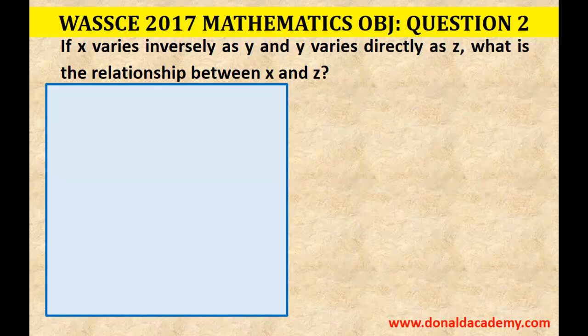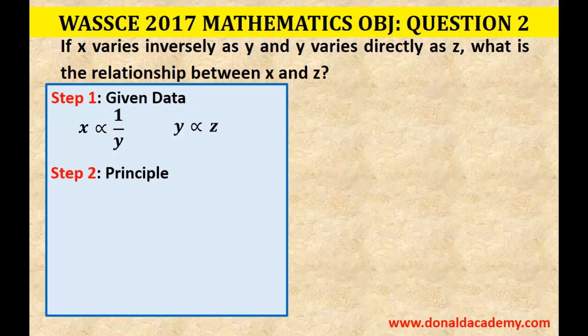So the first thing to do is to write the given information. In this case, we have x to be inversely proportional to y, and then we have y to be directly proportional to z. Second step is the principle that will guide us in solving the problem. In this case, it's joint variation. Third step is to solve the problem.